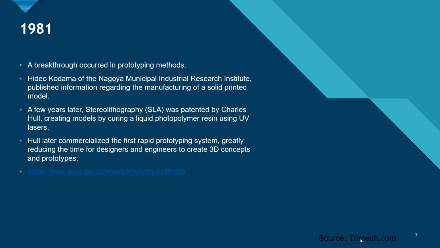In 1981, a breakthrough occurred in prototyping methods, wherein Hideo Kodama published information regarding the manufacturing of a solid printed model. A few years later, stereolithography, or SLA, was patented by Charles Hall. This technique involves the creation of models by curing a liquid polymer resin using UV lasers. And Hall later commercialized his first rapid prototyping system, which greatly reduced the time for designers and engineers to create 3D concepts and prototypes.